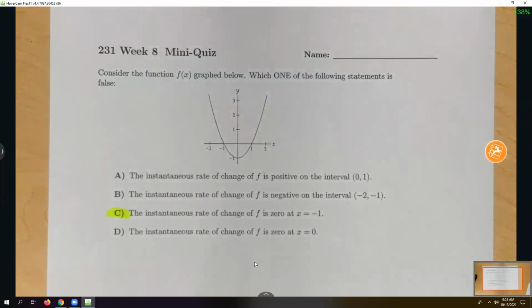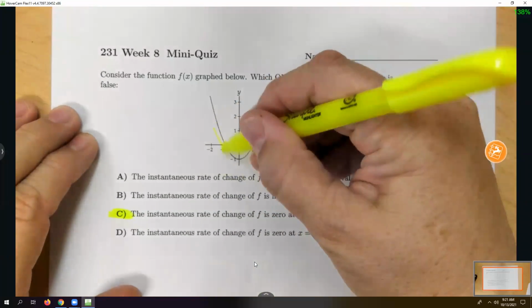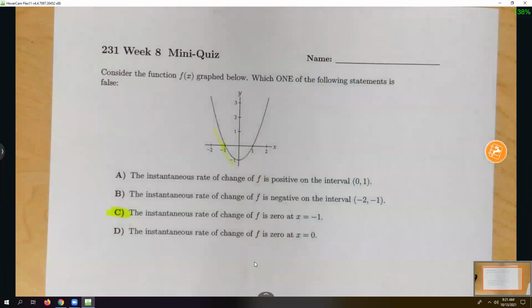Well, first, let's just see that that's false. What is the instantaneous rate of change? In general, what am I talking about? It's the slope of the function at that point, right? It's the slope of the tangent line. So at -1, I apologize that I don't have a real pen, but can you see that yellow line that I drew here? Here's the tangent line, and the slope of it is clearly not 0. Okay, so this one's definitely the false one, so you're all correct.